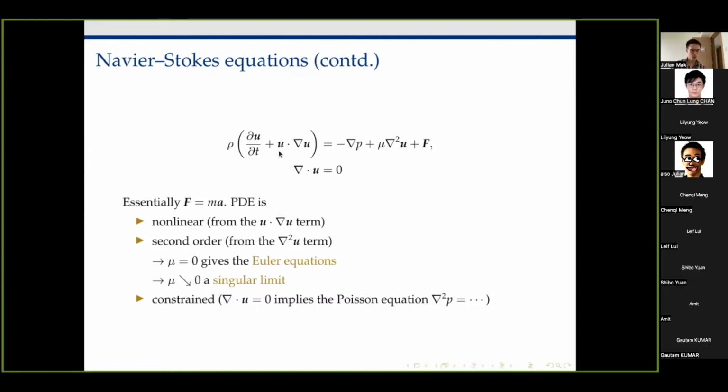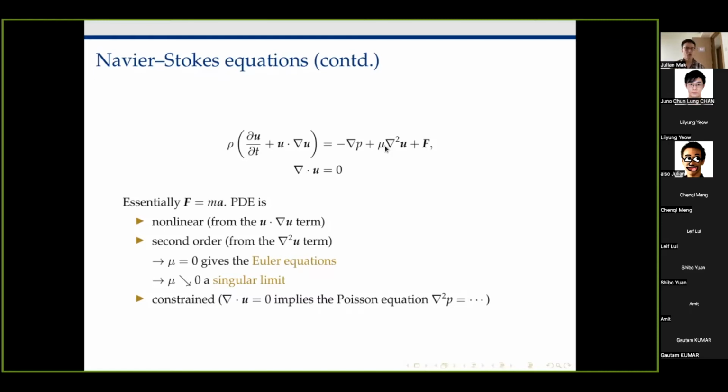One thing I just quickly want to say is that this set of equations has a singular limit, a singular behavior. What I mean is that the equation behaves very differently when mu is 0 and when mu is really small. They're not the same thing. The solutions in the limit of mu tending to 0 are not the same as the solution for mu equal to 0. In the latter case, you're dealing with a first order PDE, and in the former case, it's a second order PDE. They have really different behaviors. I'm going to show a case example of this later on.